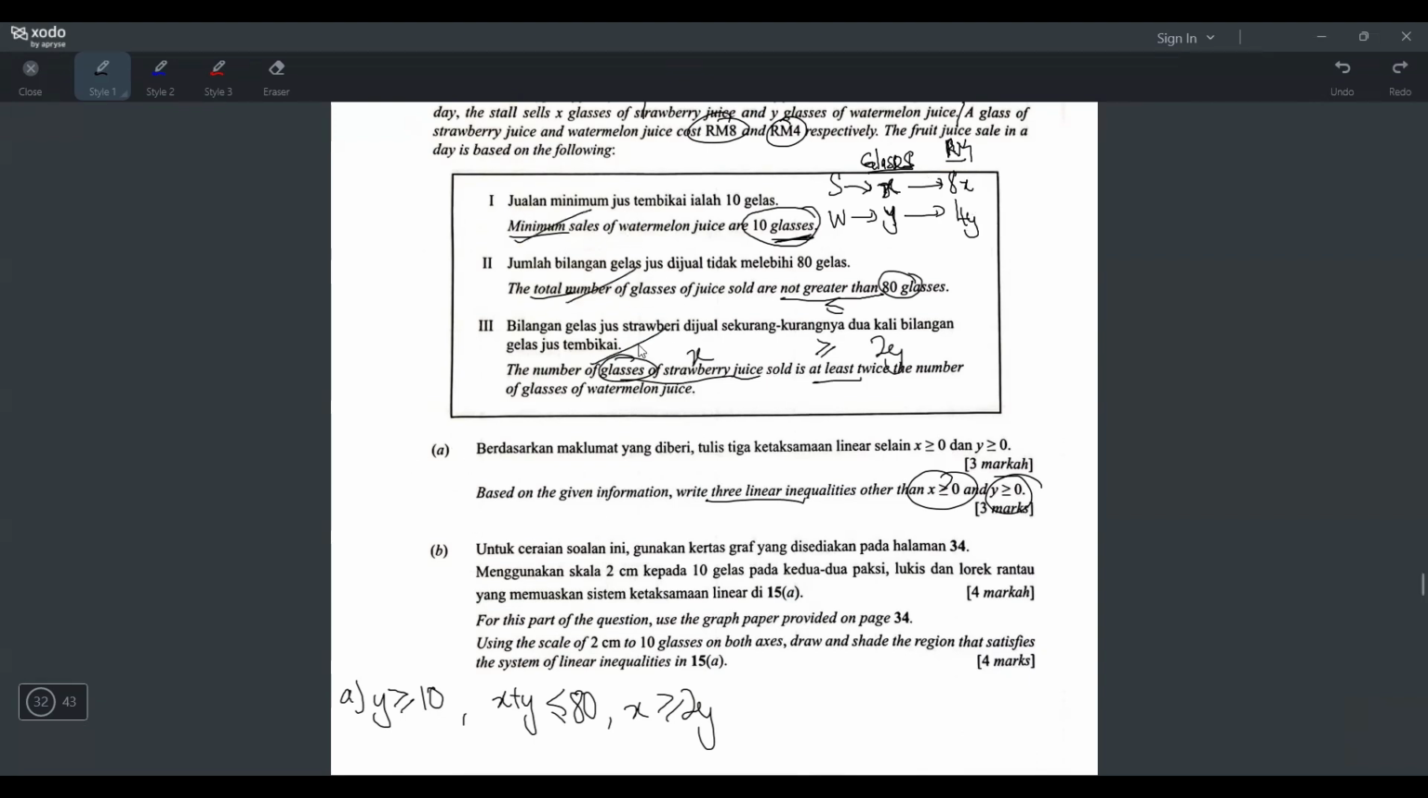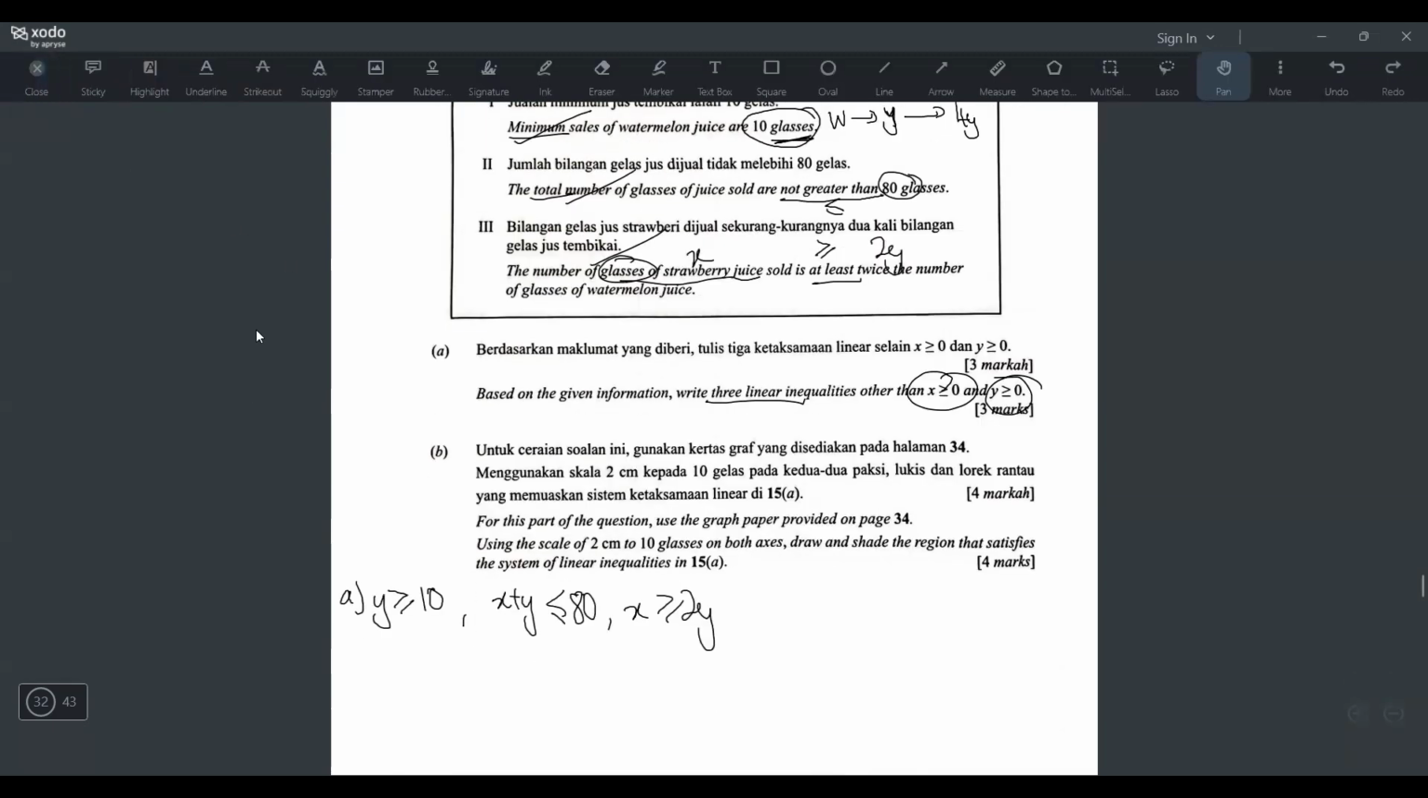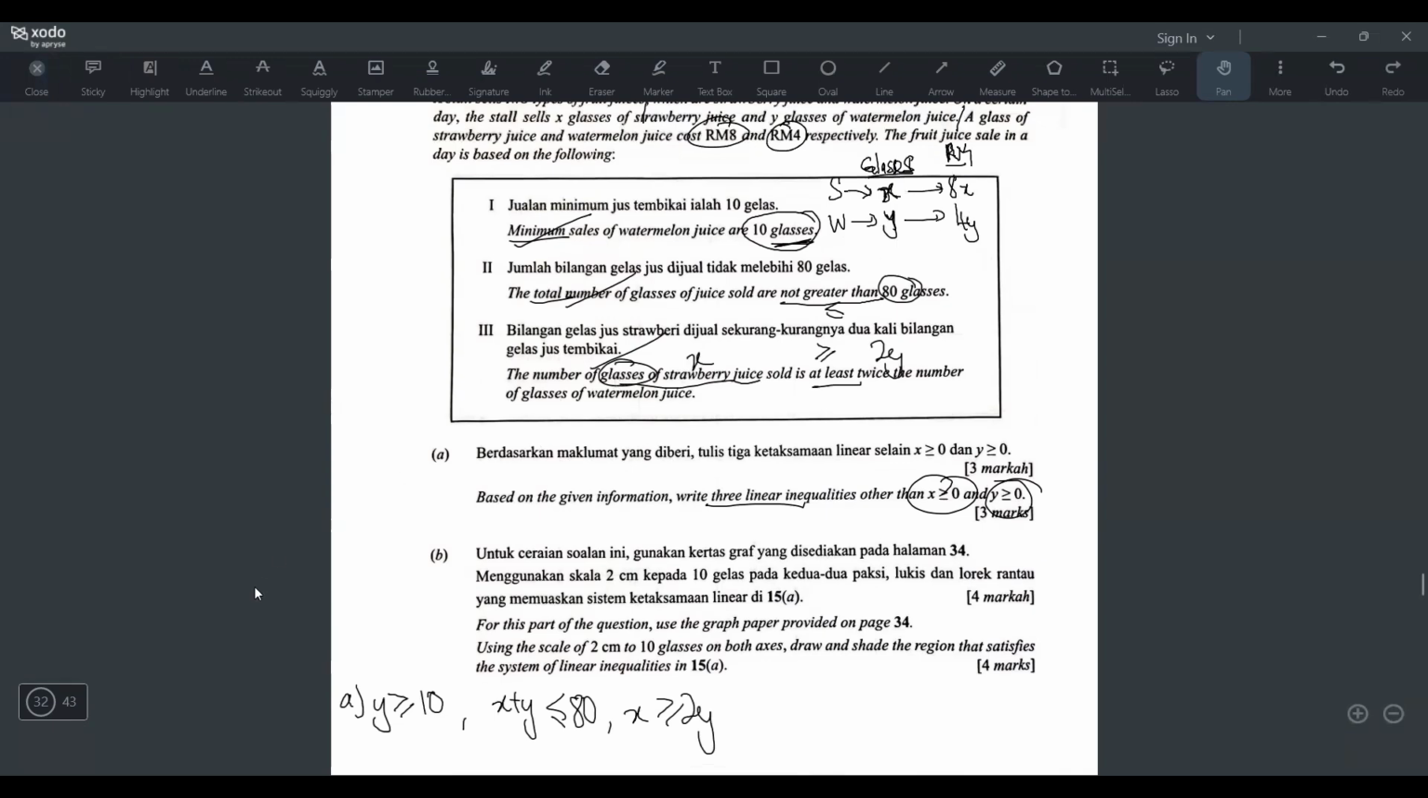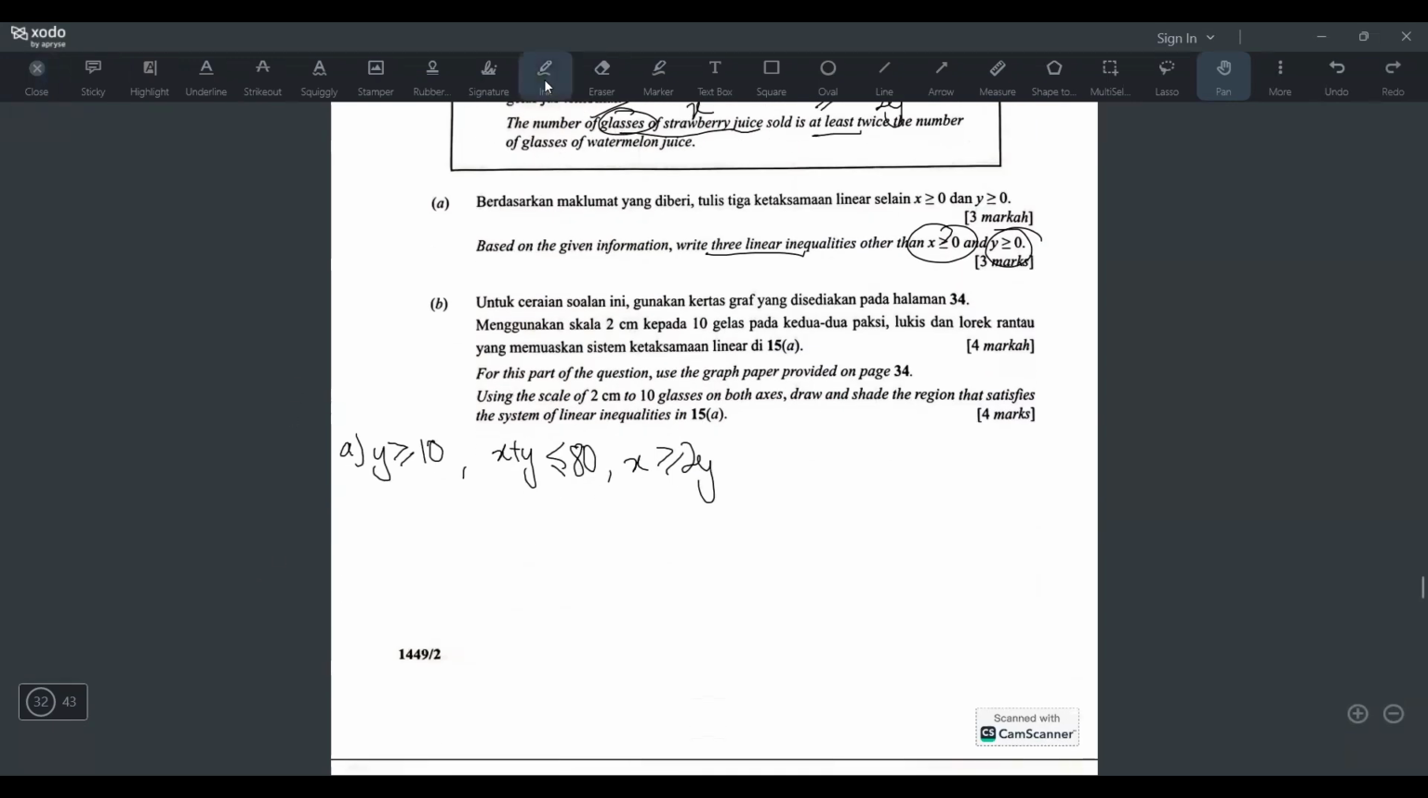Dia semua ni cerita pasal number of glasses. They never mention anything about the cost, the price, and all that. So I think for part A, we don't look at the 8x 4y lah. Alright, I think I'm done. Now we can do part B.